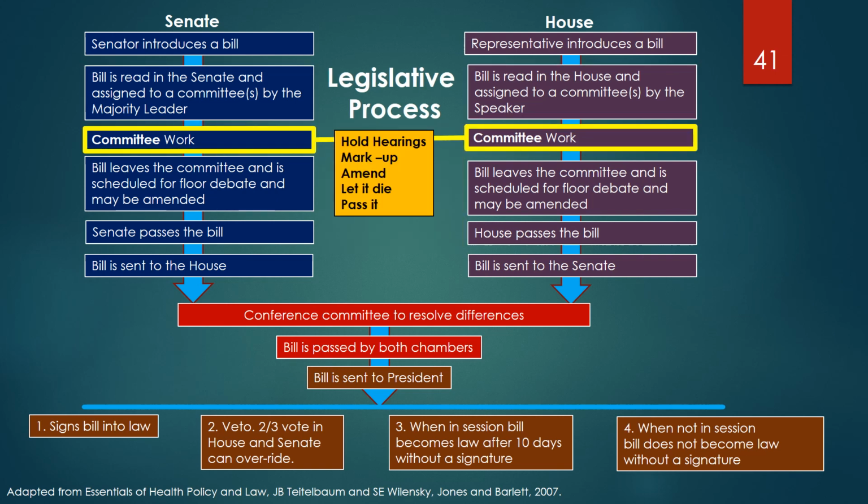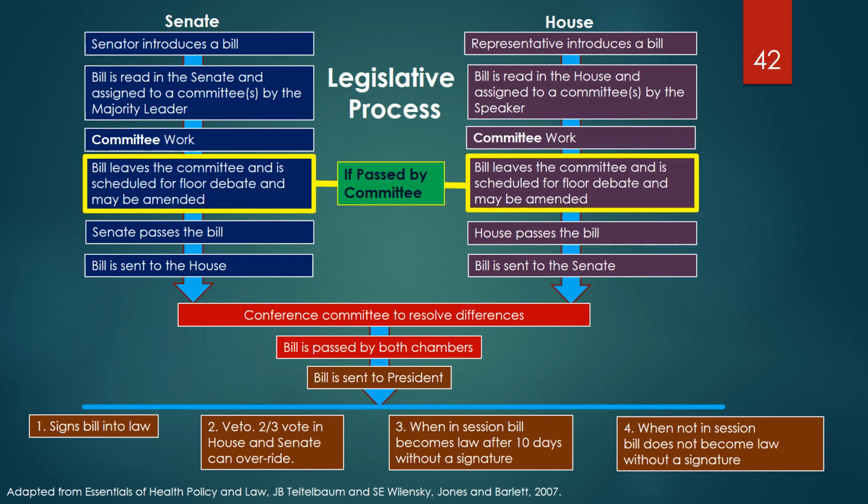The bills are then debated in the assigned committees. Committee members may hold hearings, mark up bills by changing or deleting language, and add amendments. If there's insufficient support for the bills, they may die during the committee process. If a majority of committee members approve of a bill, it then goes to the full chamber for debate.